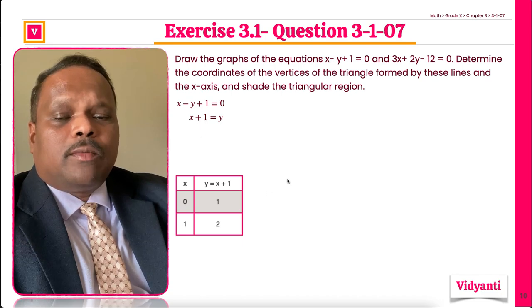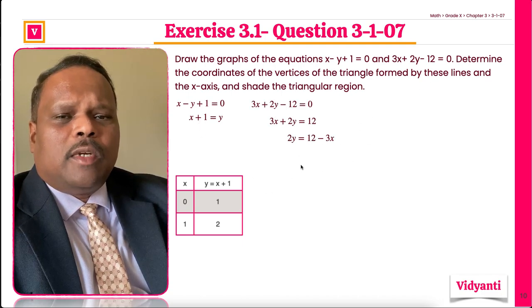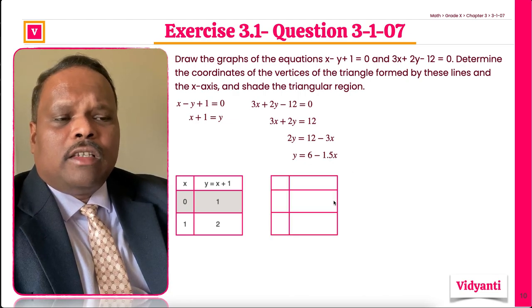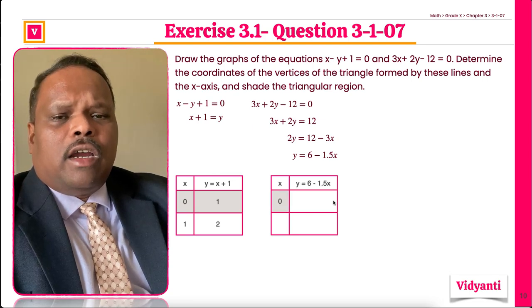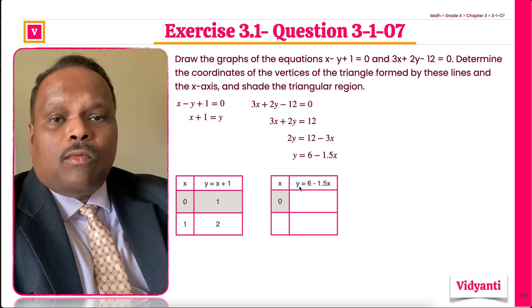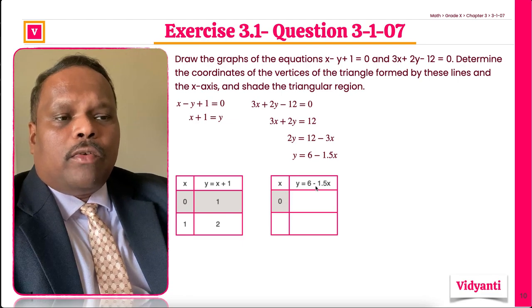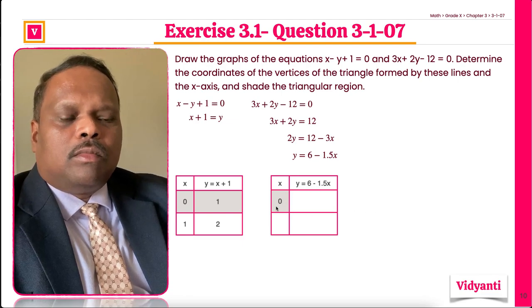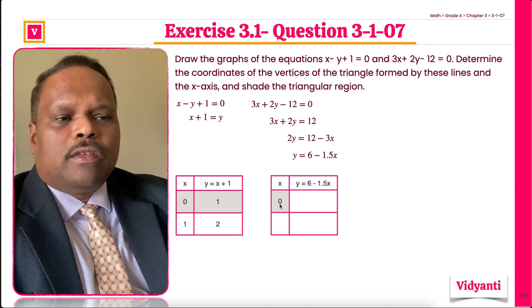I will repeat this process for the second equation. I will take it and try to express one variable in terms of another: y is equal to 6 minus 1.5x. Now I will make a similar table, get different values of x, and compute the value of y by plugging the value of x into this equation. My go-to simple value is 0.